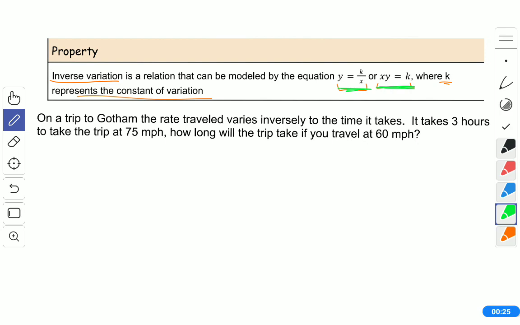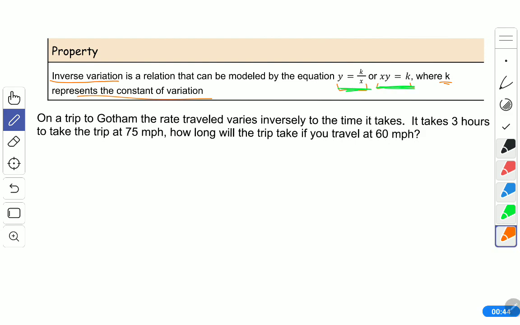And in this example that we're going to do, we are on a trip to Gotham. The rate traveled varies inversely to the time it takes. If it takes 3 hours to take the trip at 75 miles per hour, how long will it take if you travel at 60 miles per hour?